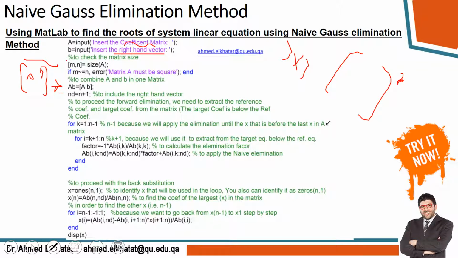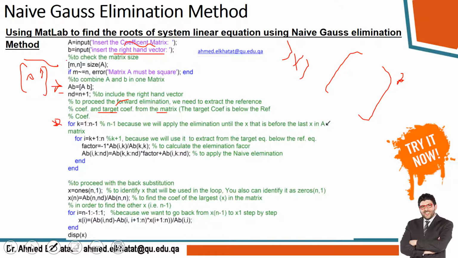Now we want to make a process for forward elimination. So in order to proceed with forward elimination, we need to extract the reference coefficient and target coefficient. The reference coefficient is the pivot, and the target is the coefficient to be eliminated from the matrix. Now we use a for loop to start the process.